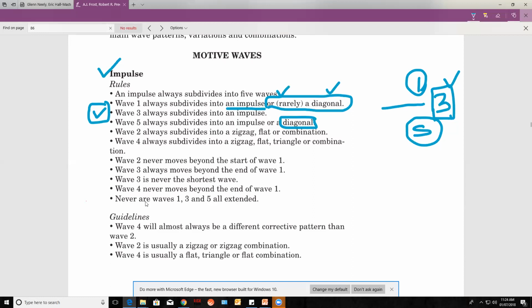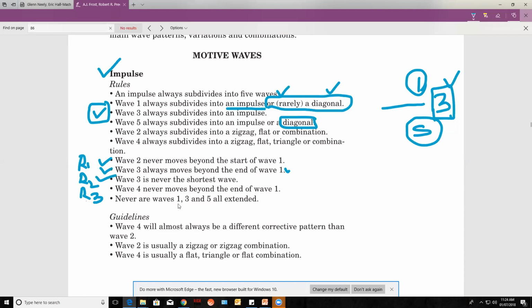So here are the rules again. Wave 2 never moves beyond the start of wave 1. This is rule number 1. Wave 3 always moves beyond the end of wave 1, and wave 3 is never the shortest wave. This is rule number 2. And wave 4 never moves beyond the end of wave 1. This is rule number 3.